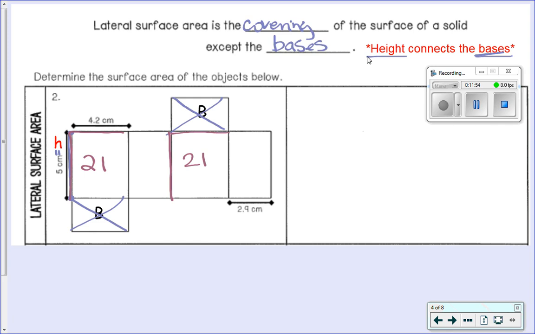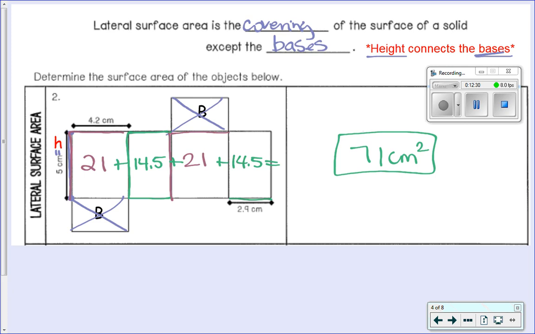What is this measurement? What is this measurement? 2.9. You see that right there? So that's 2.9 times 5 is, you got it, 14 and a half. If this is 14 and a half, this is also, you got it. Add them all together, and your lateral surface area is what? In centimeters squared, please include units. You got it, 71 centimeters squared. Are we good? All right, let's continue.